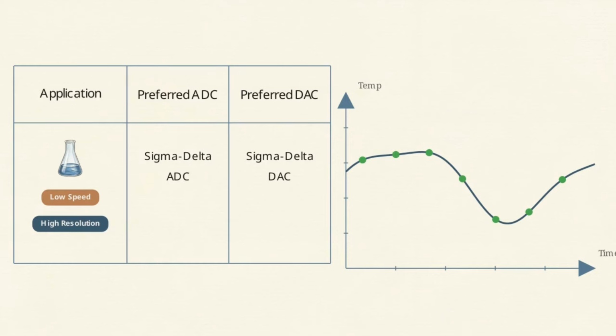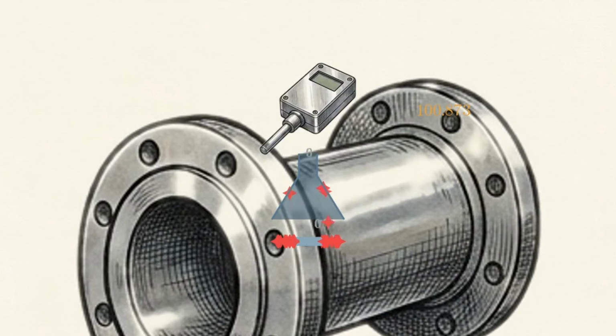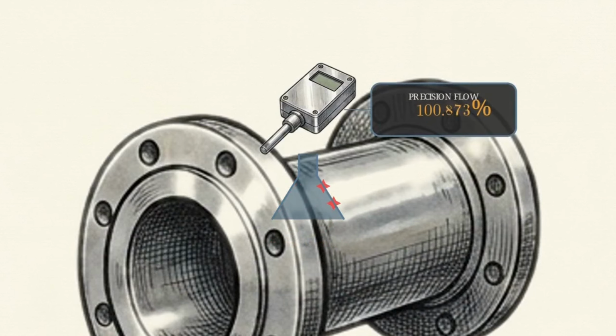The correct choice is the sigma-delta architecture. It filters interference, providing 16 to 24 bits of resolution, deliberately trading speed for exceptional noise immunity. In process industries like chemical or flow control, engineers intentionally bottleneck the sampling rate to guarantee absolute measurement precision.